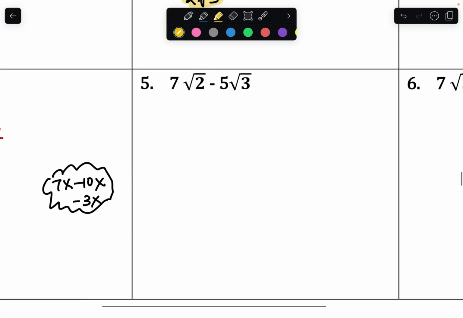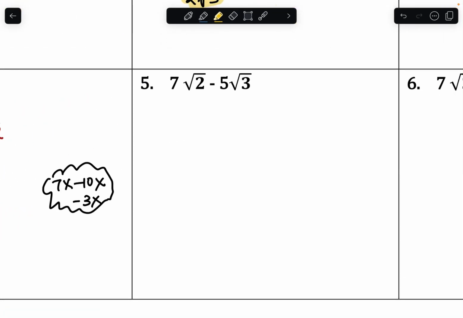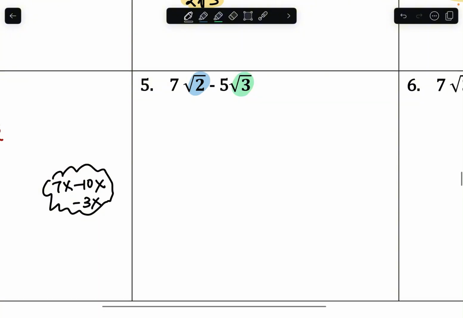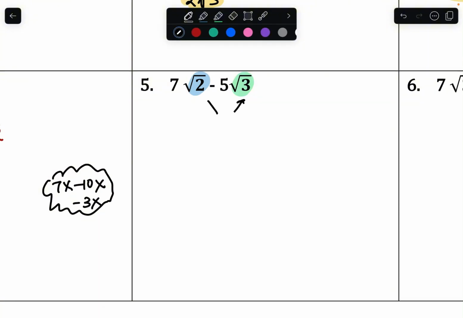Okay, in number 5, one of these is a square root of 2, and the other is a square root of 3. And so these are not like radicands, and neither of them can be simplified. Neither 2 nor 3 has a perfect square factor. And so these are not like radicals. Not like radicals. Cannot be simplified.